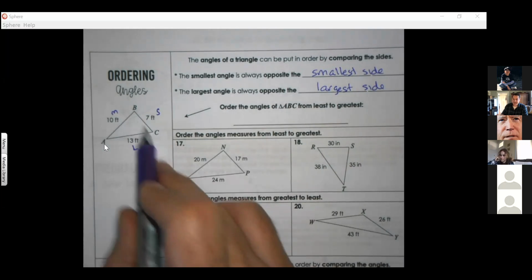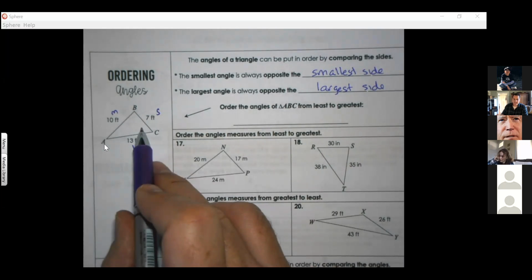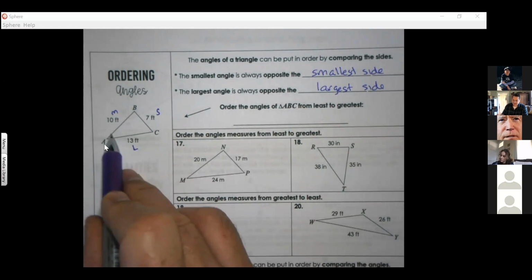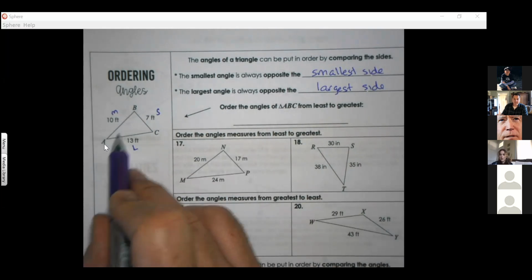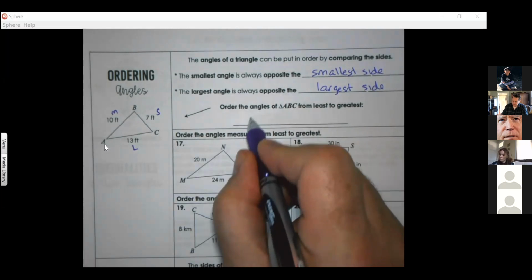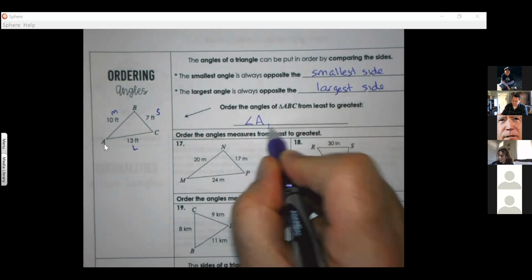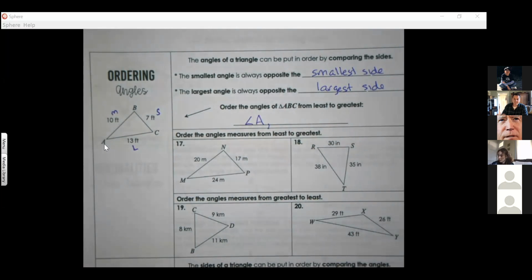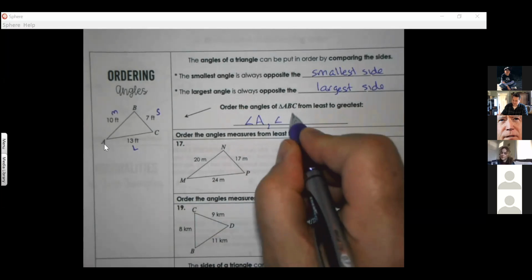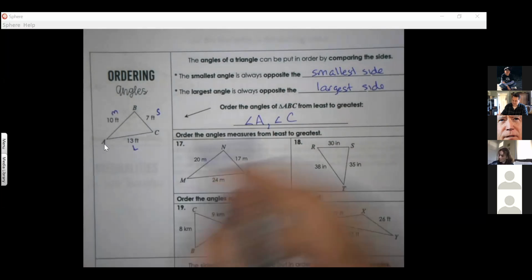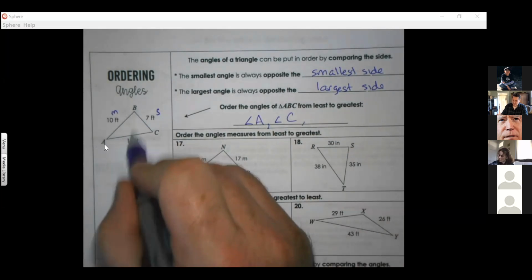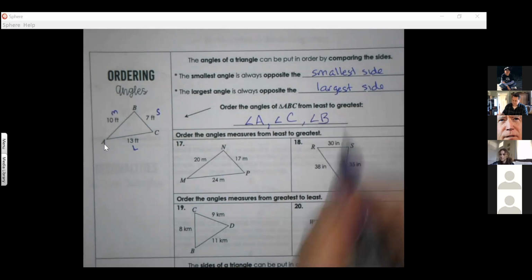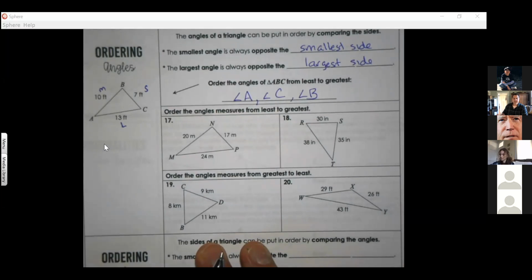So if this side is smallest, then the angle that's not touching it would be the smallest. So from least to greatest, angle A is the smallest. What's my mediumest angle? Angle C. Very good. Opposite the mediumest side. And then my largest angle is the one opposite the largest side. So again, if I want to do this, I recommend you put the SMLs in there.